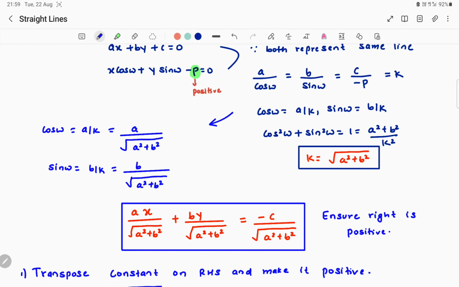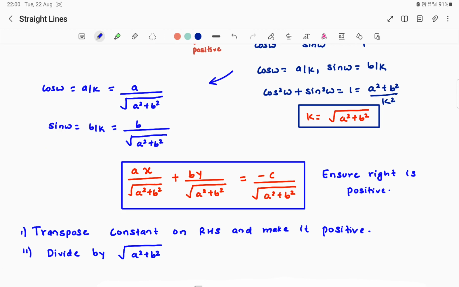Root under a square plus b square. Okay, now somebody can argue here that when you have taken k square, k square is equal to not only root under a square plus b square, isn't it? Because you would have learnt that root under k square is equal to what? Mod k. You would have learned for x, root under x square is equal to what? Mod x. So it means k we should take plus value or minus value, isn't it?